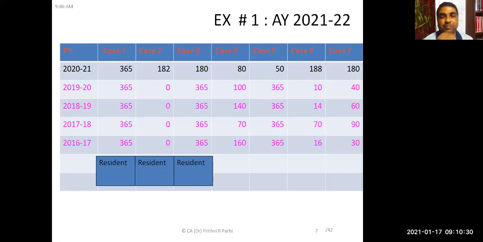Resident. Which condition? First or second? Second condition. So the second condition is complied with, and you are saying he is again resident. Case number 5.